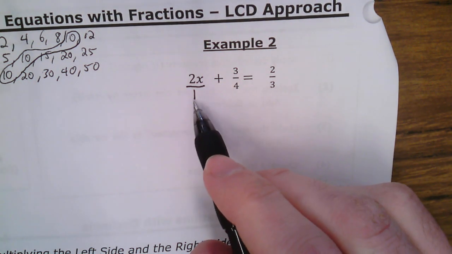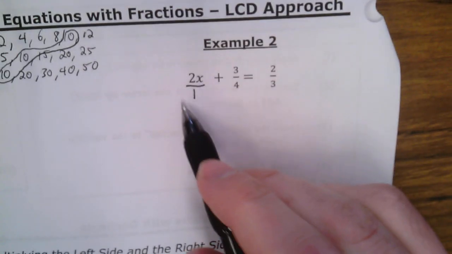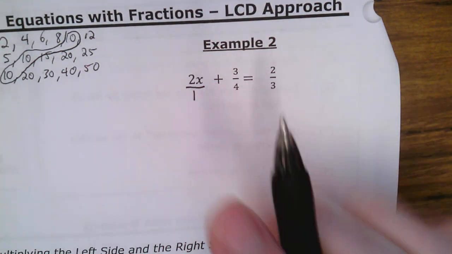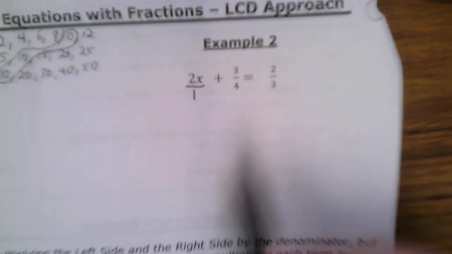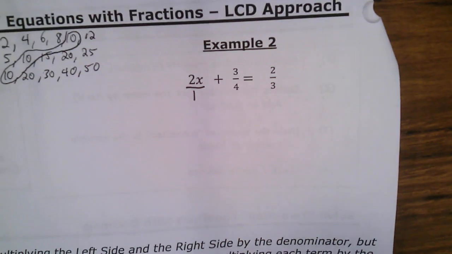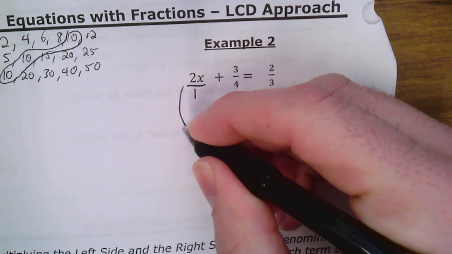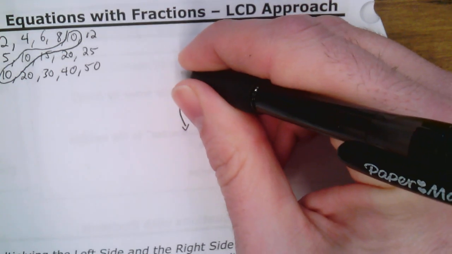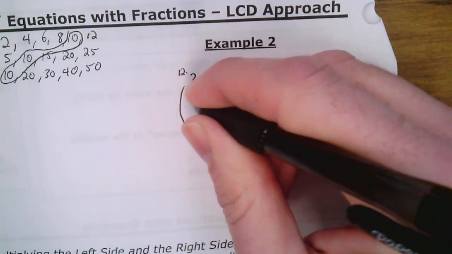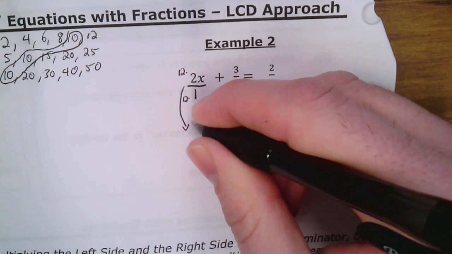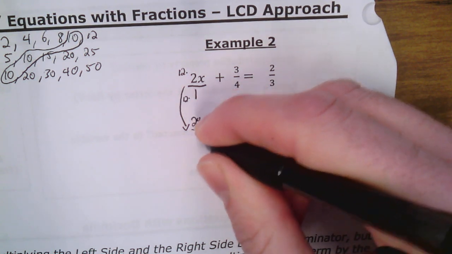And now I can find the lowest common denominator. Since this is 1, any number works for that. So I'm just going to go 3 times 4 is 12. I'm going to use 12 as my least common denominator. So to get this guy to be 12 as a denominator, I'd have to times it by 12, times it by 12, okay? 24x over 12.